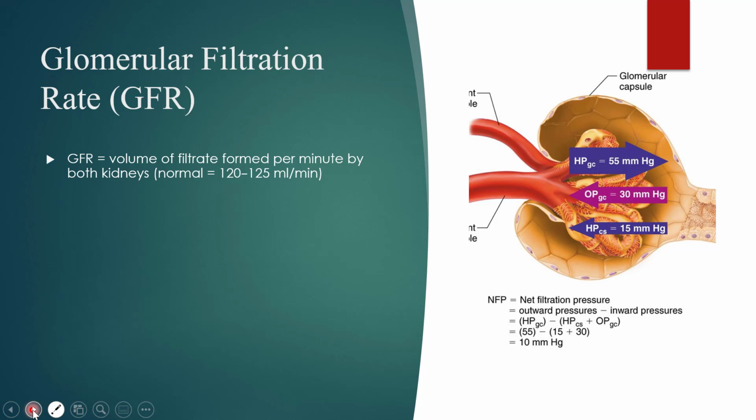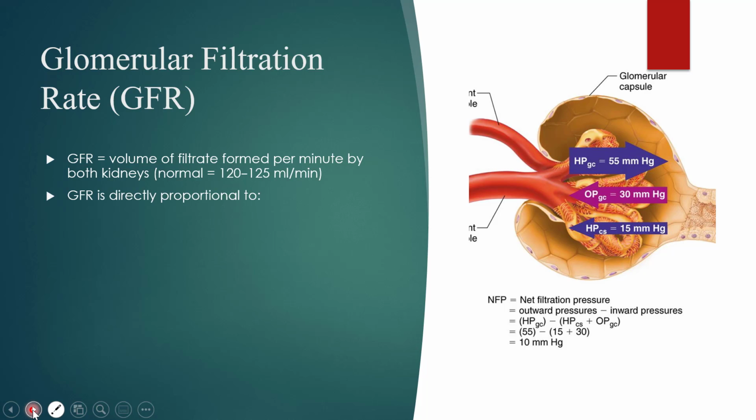Now let's take a look at the rate, or how fast this filtration is actually happening. Glomerular filtration rate, or GFR, is the volume of filtrate formed per minute by both kidneys, and normally it's about 120 to 125 ml. That's a lot. It's almost like one graduated cylinder per minute. That's exactly how fantastic our kidneys are in cleaning our blood.